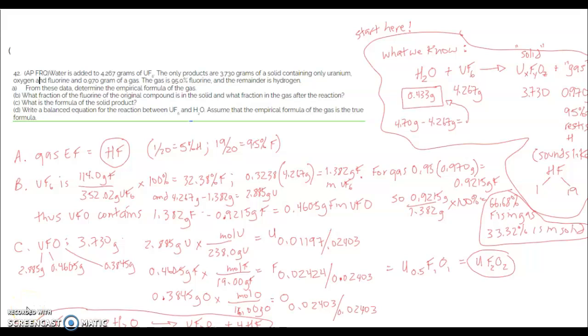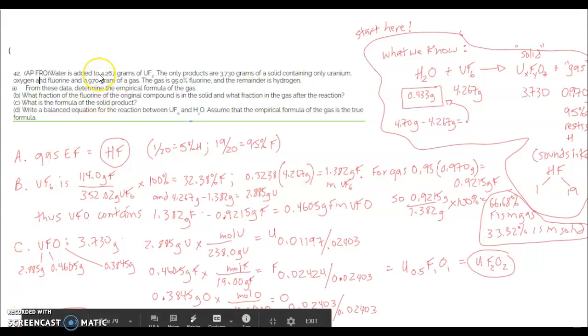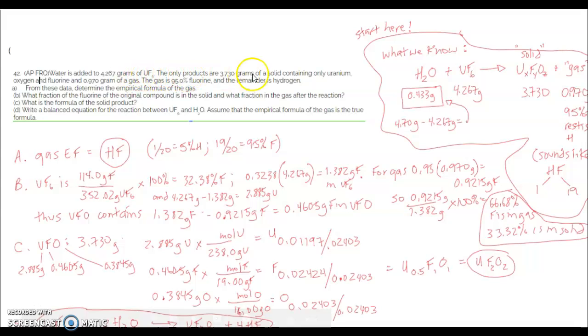Hey, this is Dr. B, and let's go over question number 42. It says water is added to 4.267 grams of uranium hexafluoride. The only products are something that has U, F, N, O in it. Let's call it UFO. And they call it a solid. And also, the rest of it is a gas, 0.970 grams of a gas.